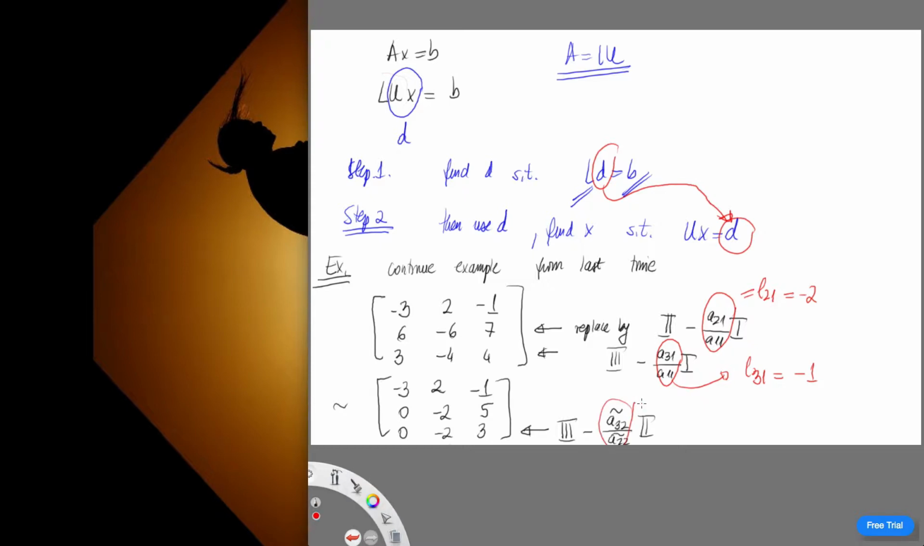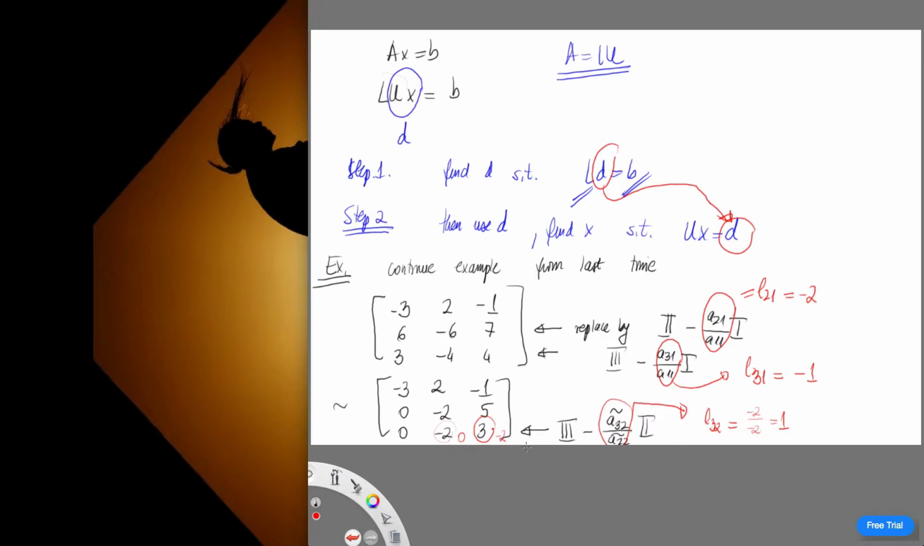So then L32 is equal to 1, minus 2 over minus 2. And when I do the replacement, this will become 0, and this will become minus 2. You can rewrite.